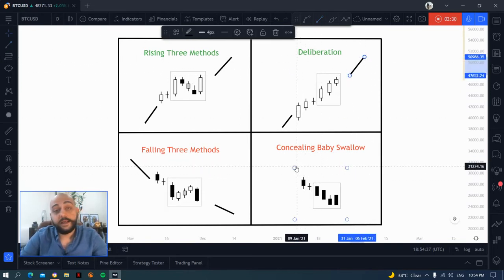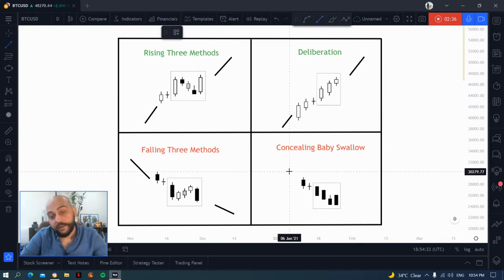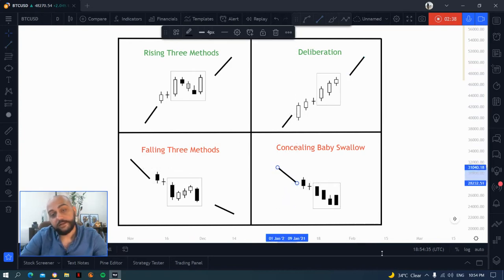Now, the last strong pattern we need to know here is called the concealing baby swallow. So, what is this pattern? Basically, we have a downtrend like this. Notice how in the previous pattern we had an uptrend, all bullish candles. Now, here we have a downtrend. Notice how we have a black candle, a doji, then we have four candles that are bearish. But notice one thing here: there are no wicks. The shadows, you see these lines here? There are none here.